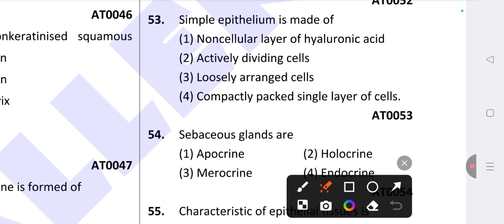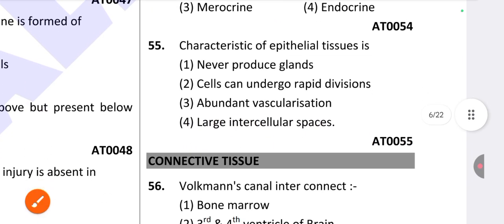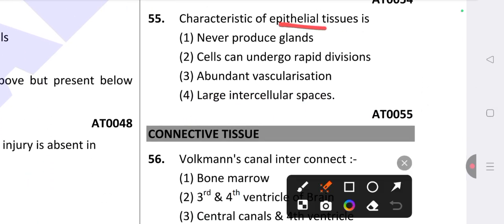Next, 54th question. Sebaceous glands. So sebaceous glands these are holocrine glands. Next, 55th question. Characteristic of epithelial tissue. So what is the characteristic of epithelial tissue? It is cells can undergo rapid division.